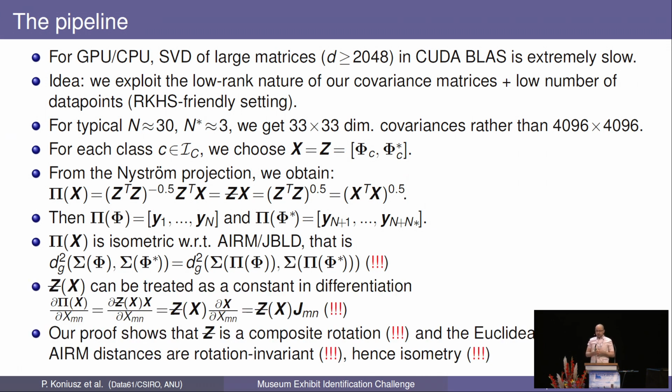For the backpropagation, after crunching maths, we obtain this matrix Z stroke that typically would also require backpropagation. It would depend on features, and it would require backpropagation through the square root of a matrix. However, in this work, we have shown that Z stroke is actually a rotation matrix, and by the design of Euclidean and Riemannian distances, they are rotationally invariant. And this implies essentially that we can treat Z stroke as a constant, which makes the whole process very fast and tractable in terms of backpropagation.